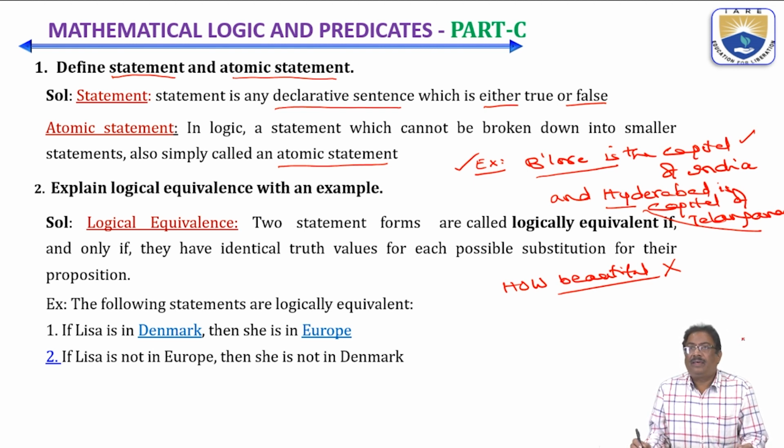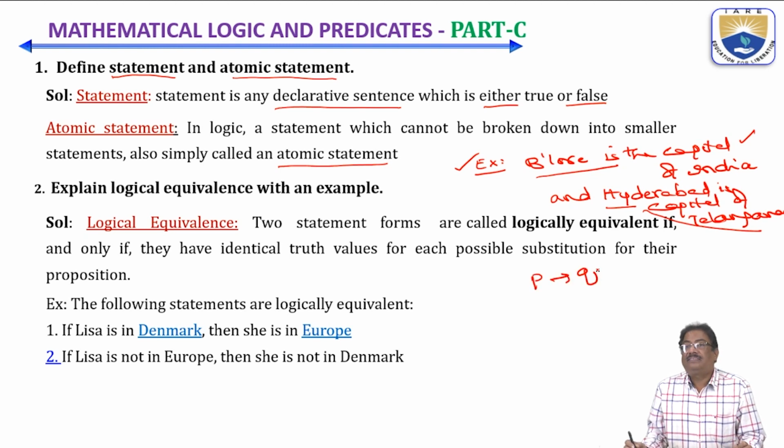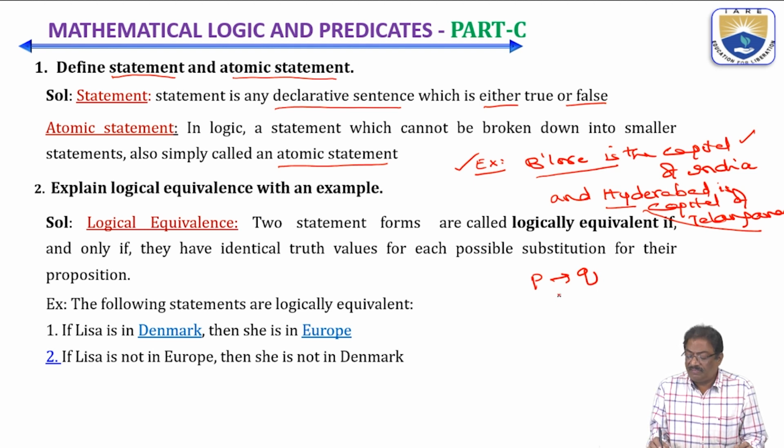And now another definition. Explain logical equivalence with an example. Here, logical equivalence: when do we say that two statements are logically equivalent? Let us say I am saying P to Q. This is a conditional statement. This is equivalent to another statement, which we derive from this one. Here, let us say negation of P or Q. This we call both equivalent to each other.